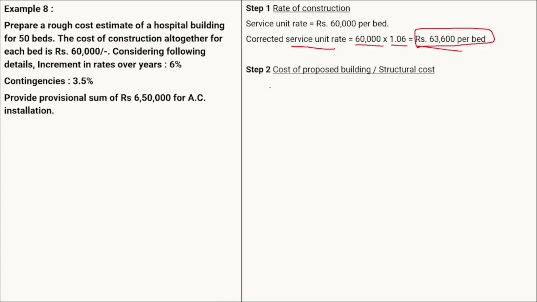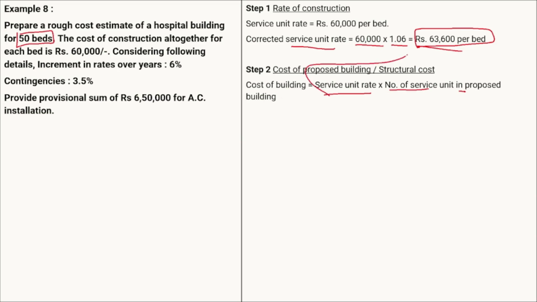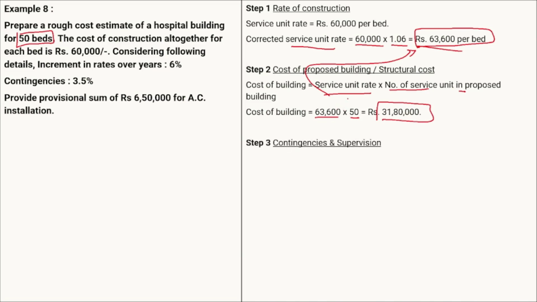Next will be, obviously, the cost of the proposed building. Cost of the proposed building will be the service unit rate multiplied by the number of service units in the proposed building. In the proposed building, the number of service units are 50 beds. Okay, in case of the proposed building, the number of service units are 50 beds, and the service unit rate is already given as rupees 63,600. Okay, so that will give us the cost of the building as the service unit rate 63,600 multiplied by the number of beds in the proposed building, 50. That will give us the cost of the building as 31,80,000.